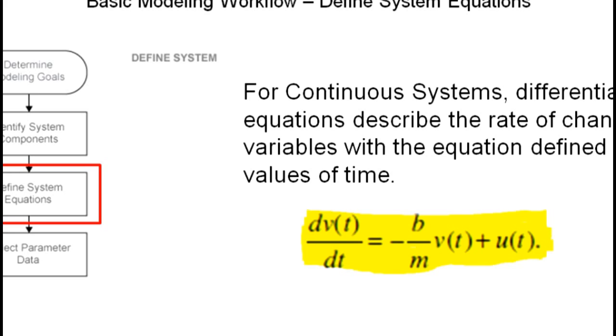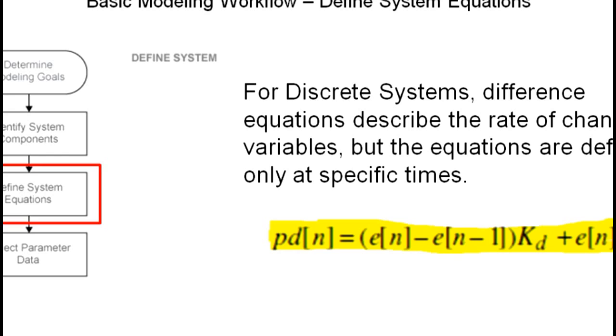Many of the system equations fall into three major categories. First is the continuous systems. For continuous systems, differential equations describe the rate of change of variables, with the equations defined for all values of time. For example, the equation highlighted in yellow is a second order differential equation that shows the velocity of a car.